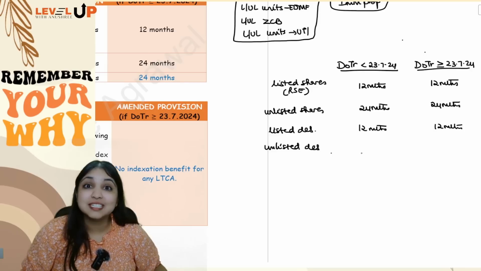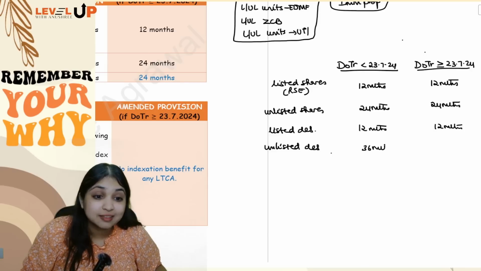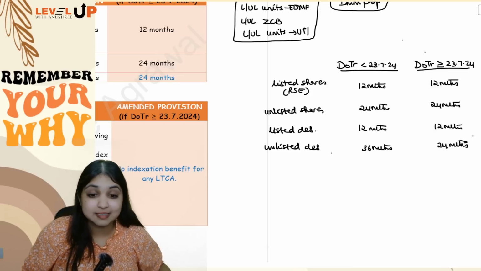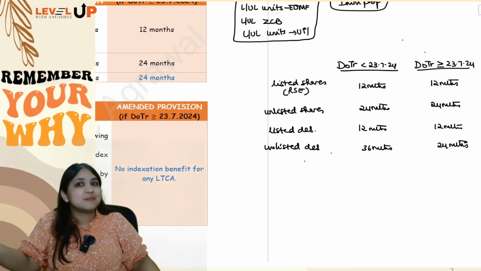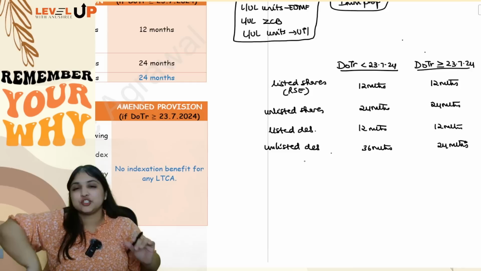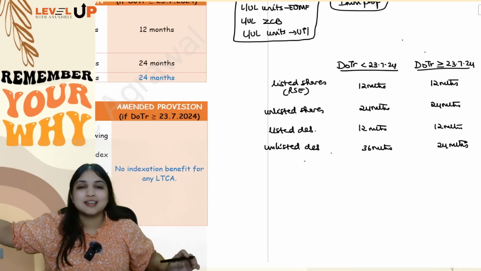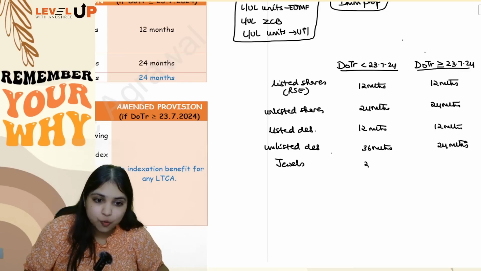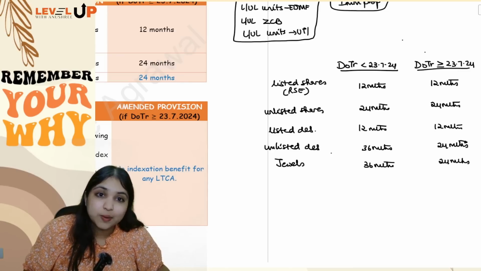Unlisted debentures, earlier the relevant period of holding was 36 months, but now it will be 24 months. Wherever it was 36 months earlier, that will all change to 24 months. No 36 months criteria anymore. What about jewels? Earlier, the relevant period of holding was 36 months, guys. Now it's going to be 24 months.